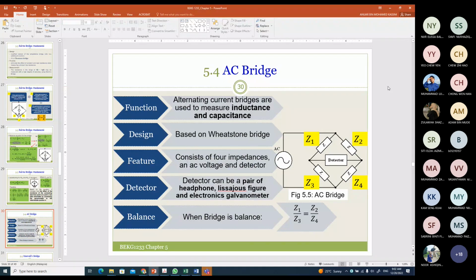So today we will continue our class on instrument and measurement, for the DC and AC bridge in chapter 5. Last week we already finished the DC bridge. Now we will continue with the AC bridge, and next week we will have the final chapter, chapter 6, on sensors and transducers. For the AC bridge, I will make it bigger.